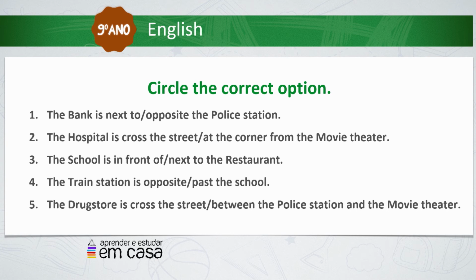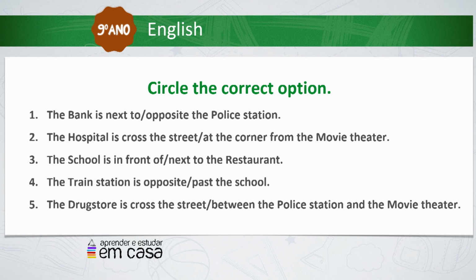Sentence number 1. The bank is next to or opposite the police station. Which one is the correct option? Next to or opposite? Read the sentence, look at the map, and circle. Sentence number 2. The hospital is across the street or at the corner from the movie theater. All right? So, which one is the correct option? Across the street or at the corner from? Read the sentence, look at the map, and circle the correct option.